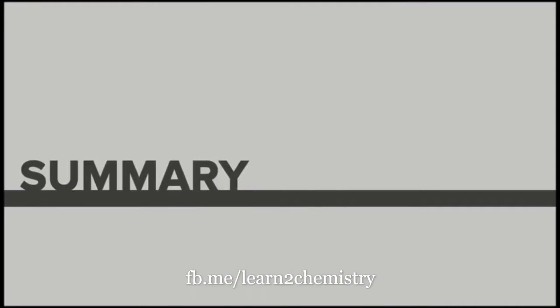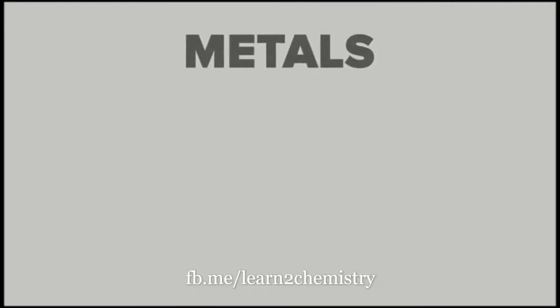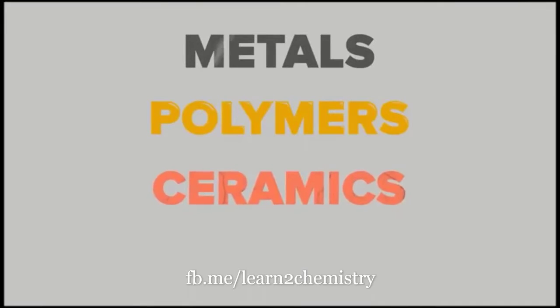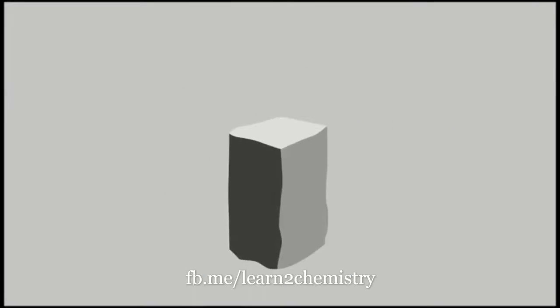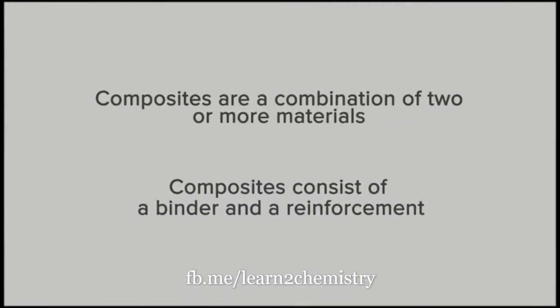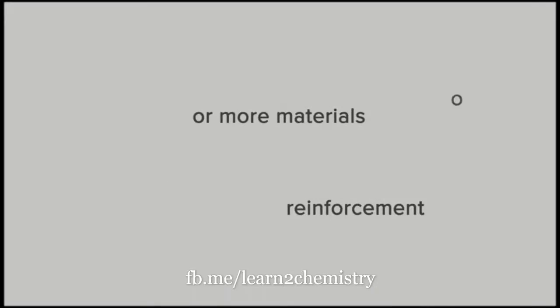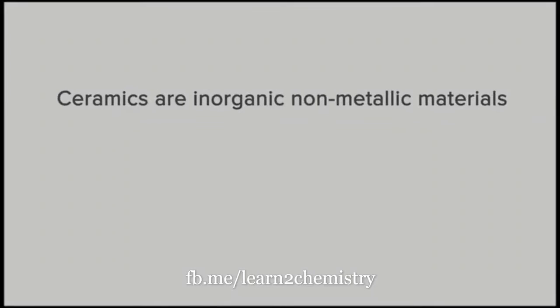So, in summary, engineer materials can be divided into 4 key areas: metals, polymers, ceramics, and composites. Composites are as high-tech as carbon fiber and as abundant as concrete. Composites are a combination of two or more materials. Composites consist of a binder and a reinforcement. Ceramics were the first material that we learned to transform from one state to another. Ceramics are inorganic, non-metallic materials. We have really begun to understand ceramics in recent years with semiconductors.